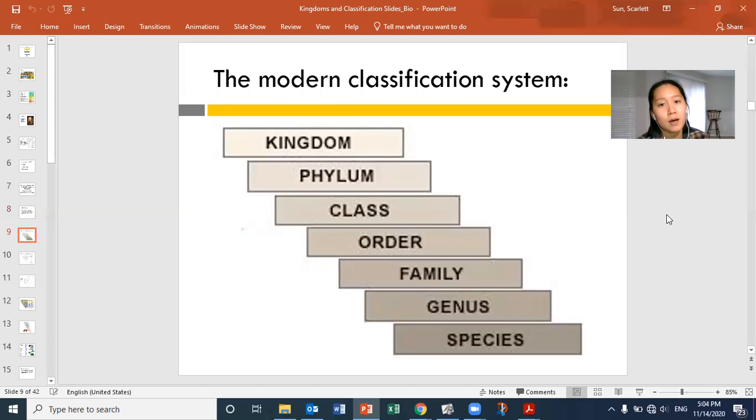So here is our modern classification system. And we're going from kingdom. We actually have domain, which is above kingdom, but we'll go over that after. Today, we're just going to start with kingdom. So kingdom, phylum, class, order, family, genus, and species. And it goes from the most broad up here at kingdom down to the most specific at species.